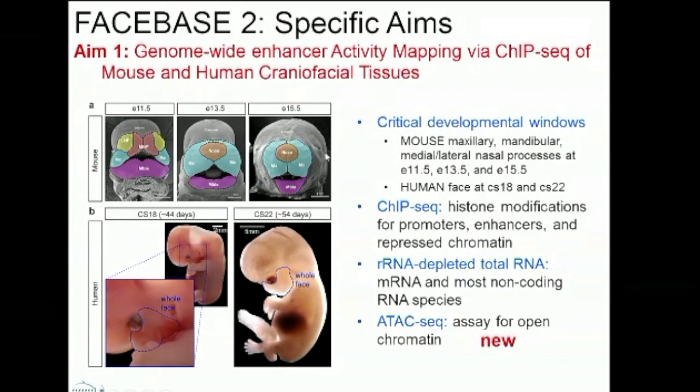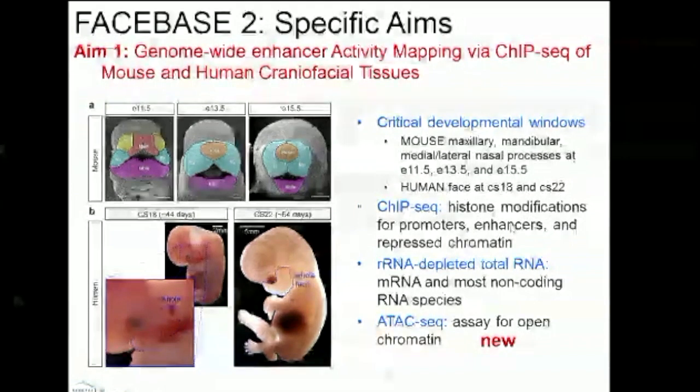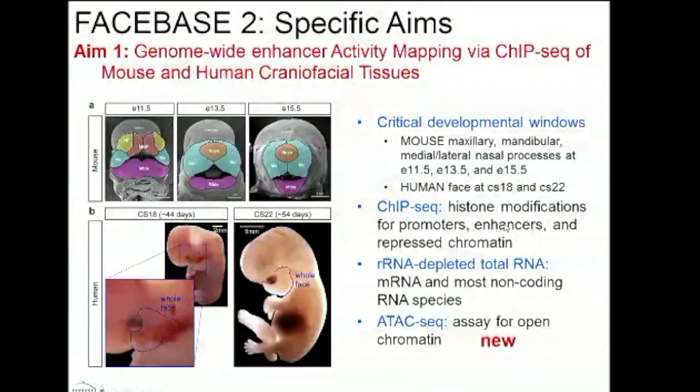So in terms of the assays that we do, ChIP-seq. We don't do P300 this round because it turns out to be technically challenging. Instead, we look at a panel of different histone modifications that mark promoters, enhancers in their active and poised state, and repressed chromatin. And I'll show you the actual marks later on.